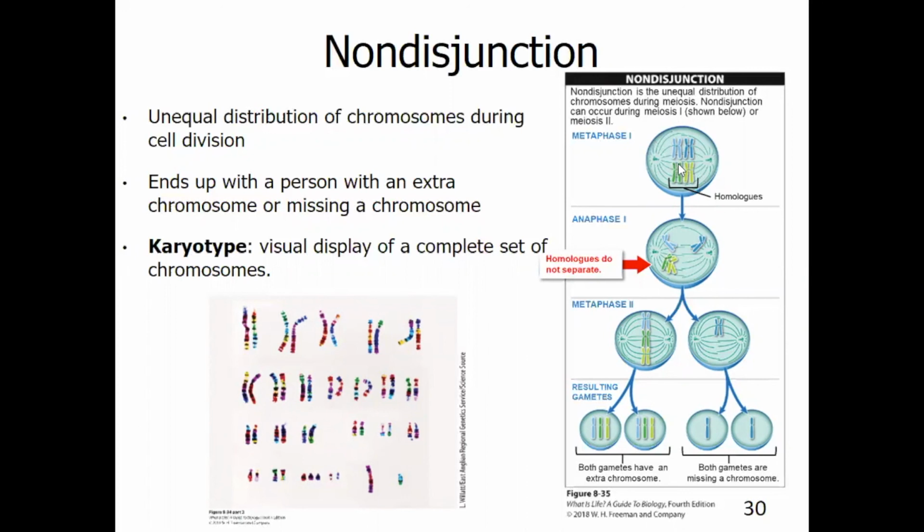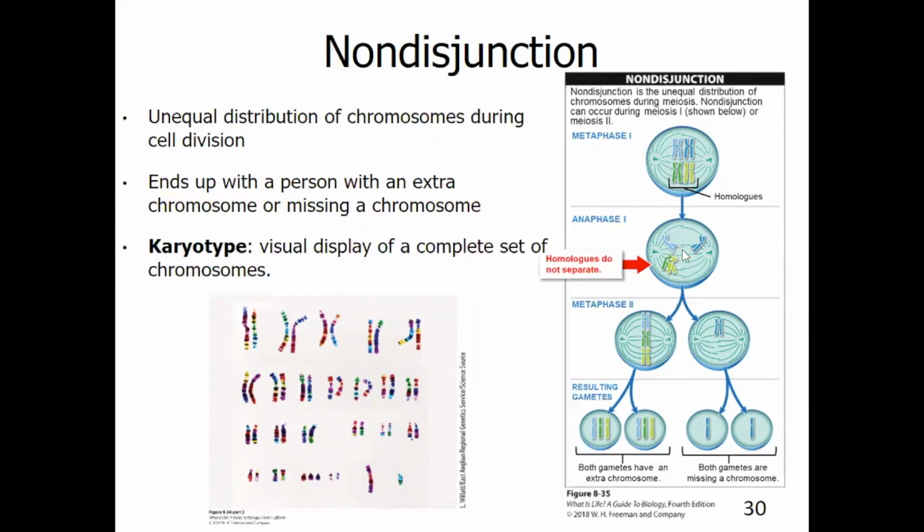The same holds true for these green sister chromatids as well. So these dark green sister chromatids are identical to one another. The light green sister chromatids are identical to one another. And all of these together are the homologous chromosomes. So during anaphase 1, normally we see homologous chromosomes separate.